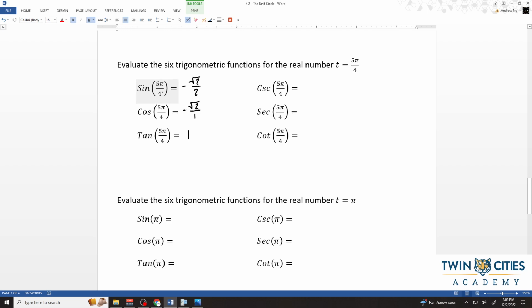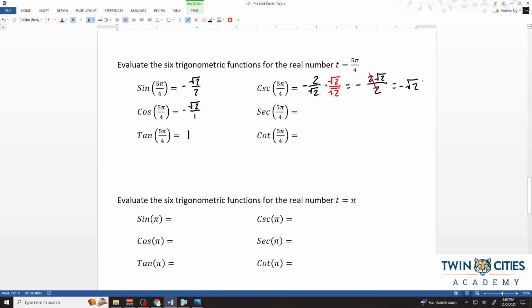So let's begin with the sine. So sine is negative square root of 2 over 2. That means the cosecant is going to be, flip this upside down, negative 2 over the square root of 2. Again, let's rationalize the denominator. So I'm going to multiply the top and the bottom by this square root of 2. This will get me negative 2 square root of 2 over square root of 2 squared is 2. And I can divide those out to get negative square root of 2.